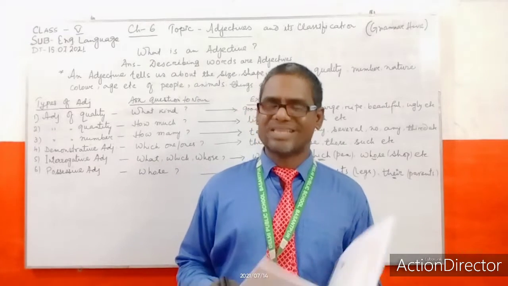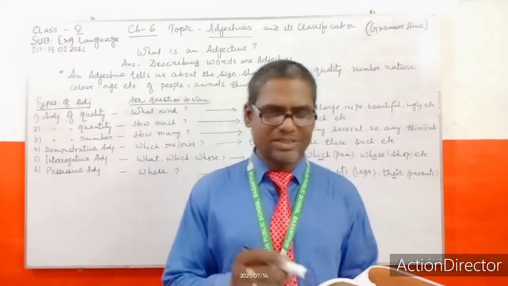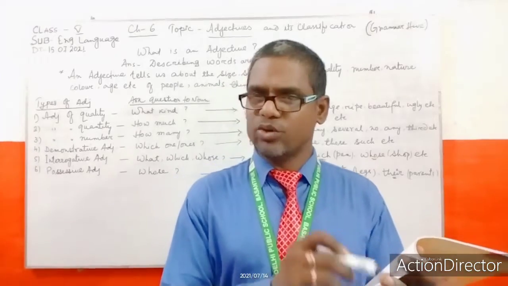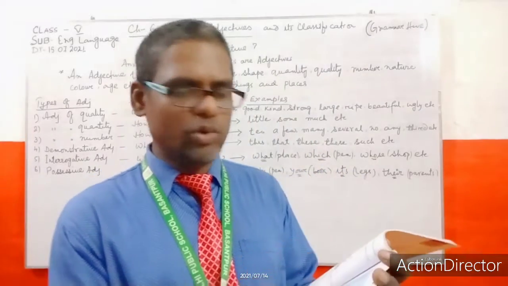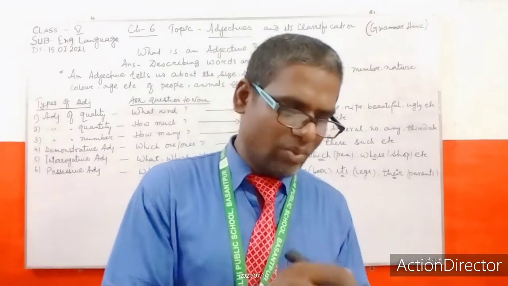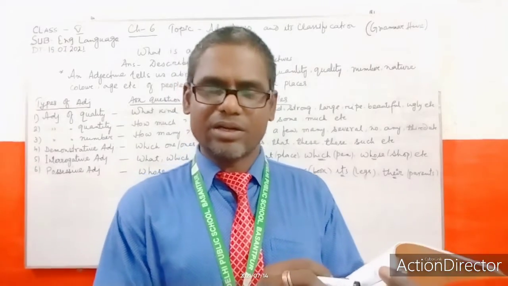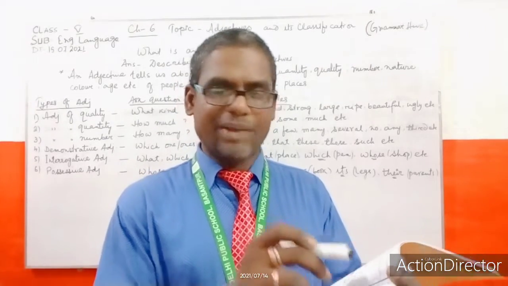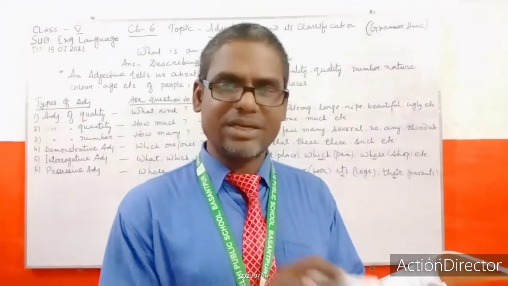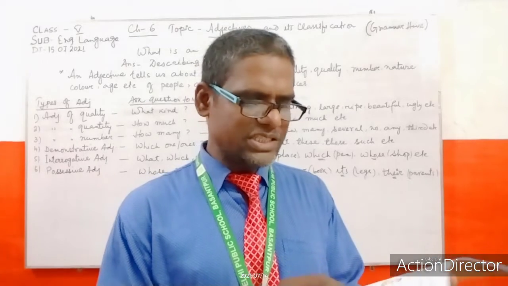So I have discussed everything from your book also. Here in the blue box it is given what the types of adjective are. Here there is a mistake, you can make the correction. In the blue box there is given quantity, what kind, again written quantity, how much. So the first one will be quality, the second one will be quantity. Types of adjective: first quality, second quantity, third number, fourth demonstrative, fifth interrogative, sixth possessive.